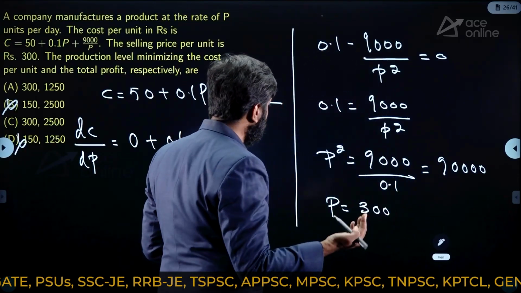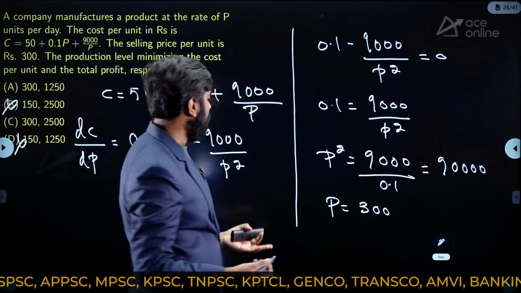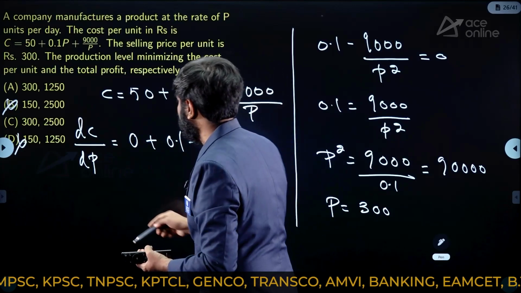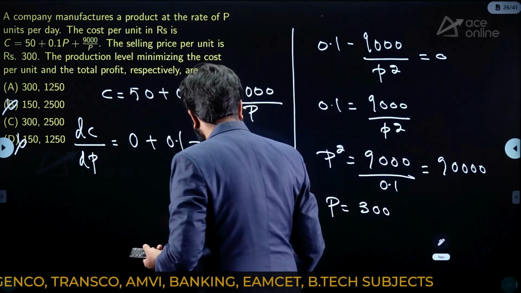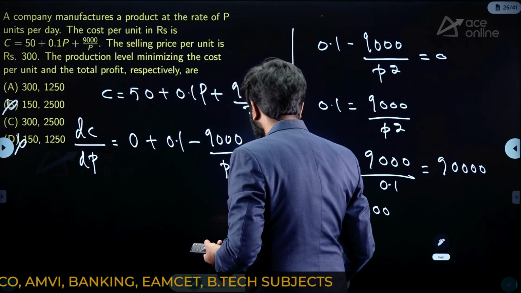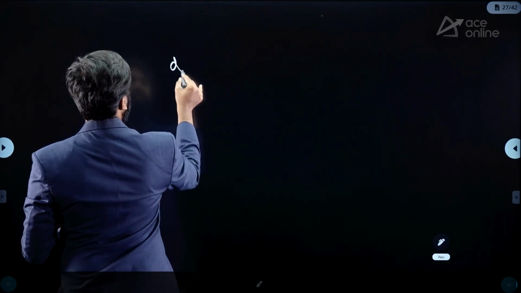You might also ask, sir, you have just calculated the stationary point. You should also check the second derivative. Yes, I will check the second derivative, not a big thing. So let's find it in the next page, because we are not sure unless we see the second derivative sign. Okay, so let's find the second derivative.